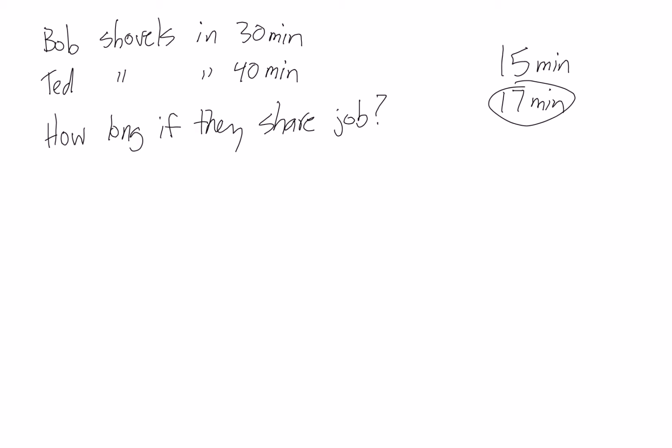So how you want to set these up is to think of how much of the job they do per hour. In this case, Bob will do a 30th of the job: if it takes him 30 minutes, he does 1/30th per minute. So the total minutes divided by 30 tells you how much of the job he gets done. Do the same for Ted: x minutes divided by 40, so he does a 40th of the job per minute. Together, they're going to have to do 100% of the job, which as a fraction we can write as 1. That's pretty much how you want to set up these equations all the time.